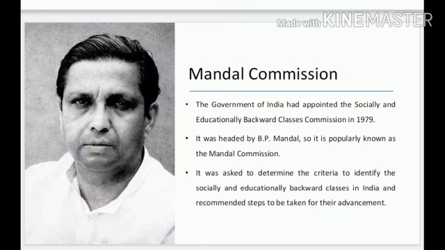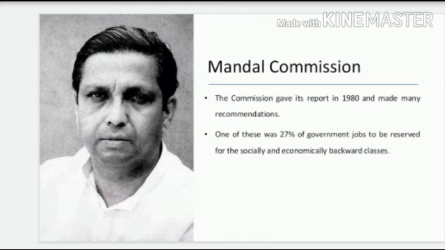Mandal Commission. The government of India had appointed the Socially and Educationally Backward Classes Commission in 1979. It was headed by B.P. Mandal, so it is popularly known as the Mandal Commission. It was asked to determine the criteria to identify the socially and educationally backward classes in India and recommend steps to be taken for their advancement. The Commission gave its report in 1980 and made many recommendations. One of these was 27% of government jobs to be reserved for the socially and economically backward classes.